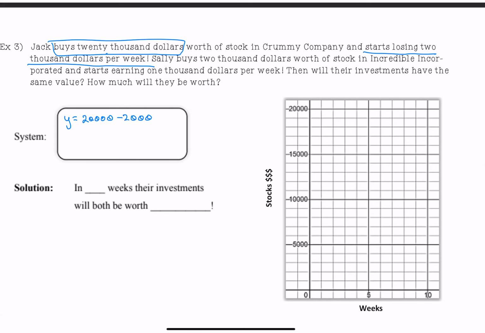We see how this talks about per week, and see how our x-axis talks about weeks. Whenever your x-axis is talking about weeks, whatever number is associated with weeks, which in this case is the 2,000, that's where your x goes. Versus Sally, she buys $2,000 worth of stock, so that's 2 with 3 zeros. But she starts earning $1,000 per week, so that's plus 1,000x for our equation.